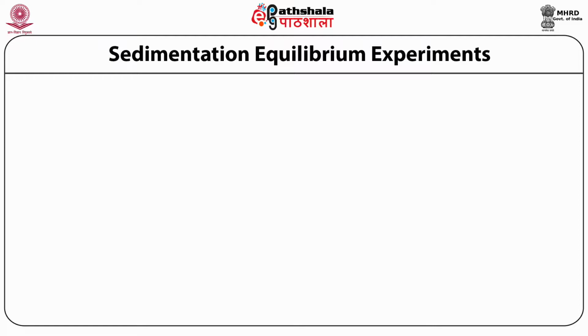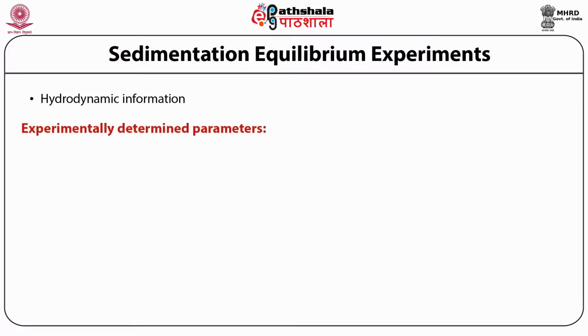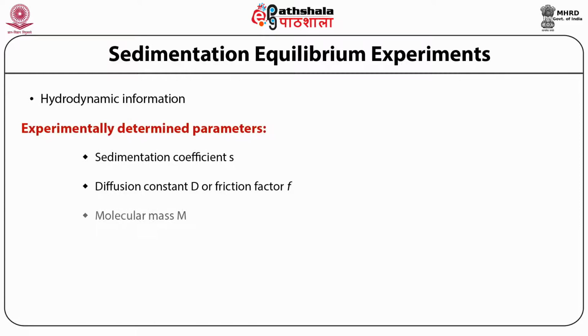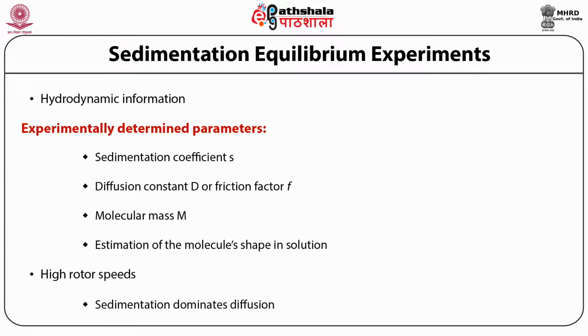The sedimentation velocity experiment is used for hydrodynamic information and experimentally determined parameters such as the sedimentation coefficient, diffusion constant, frictional factor, molecular mass, and estimation of molecular shape in solution. For this, high rotor speeds are utilized and sedimentation dominates over diffusion. So these are the parameters that can be measured using sedimentation velocity experiments with analytical ultracentrifugation techniques.